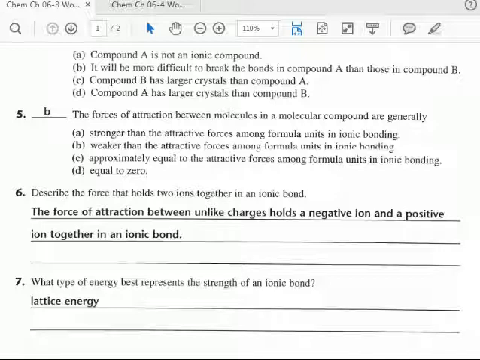In the case of ionic bonding, you have a whole negative charge and a whole positive charge at least. Oftentimes, you have even more than that. So the forces of attraction in a covalently bonded compound, a molecular compound, are generally weaker than the attractive forces among formula units in ionic bonding because of the difference in the magnitude in charges.